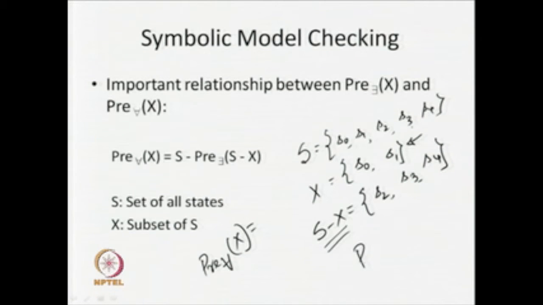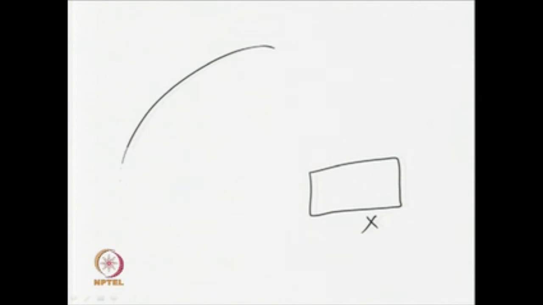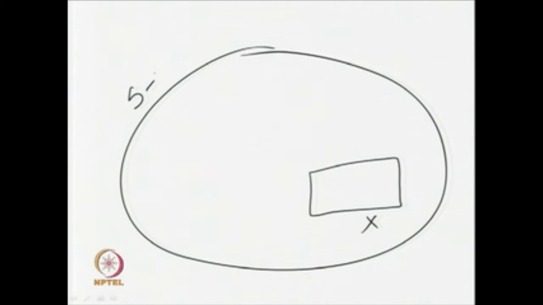Now, when I consider pre∃(S minus X), in this case, from a particular state at least one transition is coming to S minus X. So, you just see that if for a particular state one transition is going to S minus X, that means all transitions cannot go to this particular X. Just see that. So, this is my set of states X, and the other portion is S minus X.